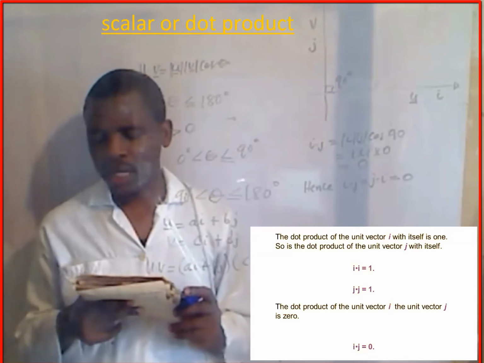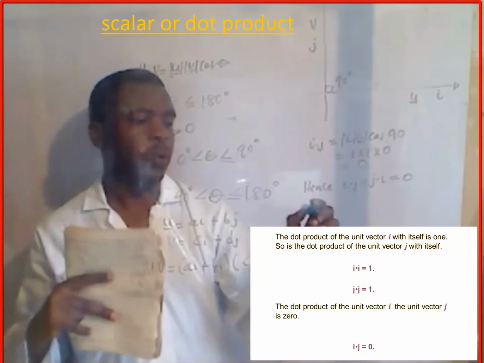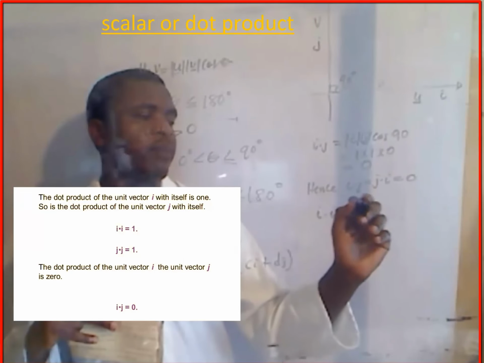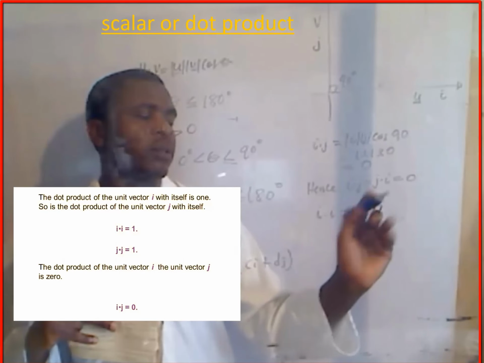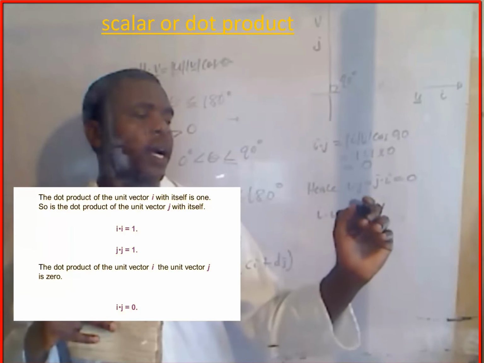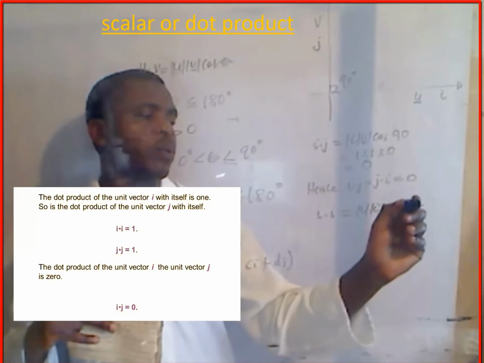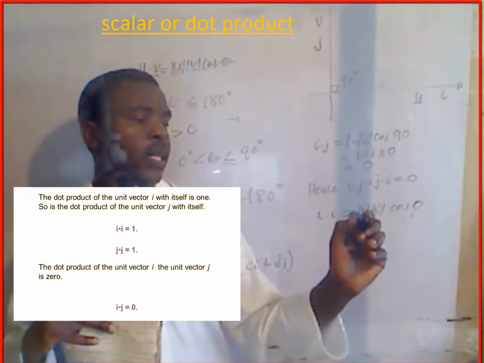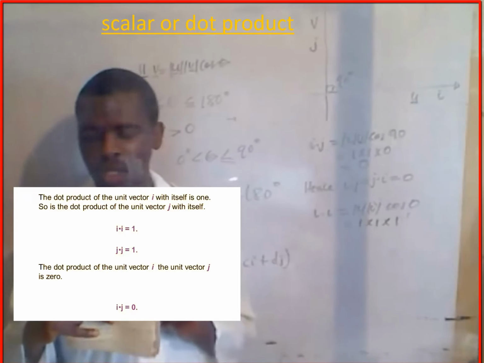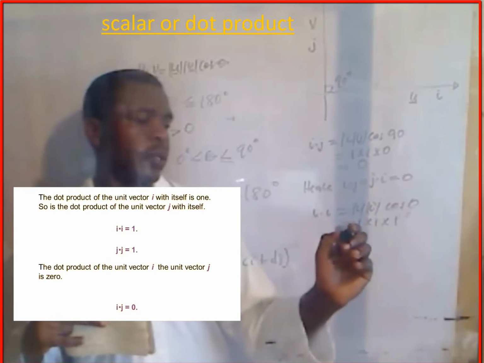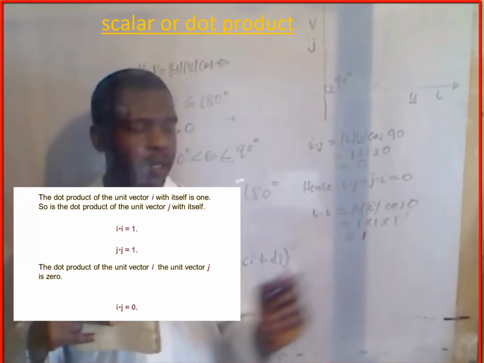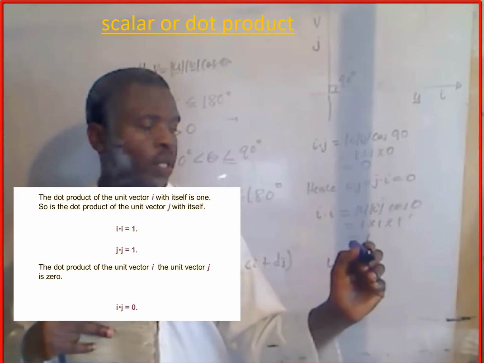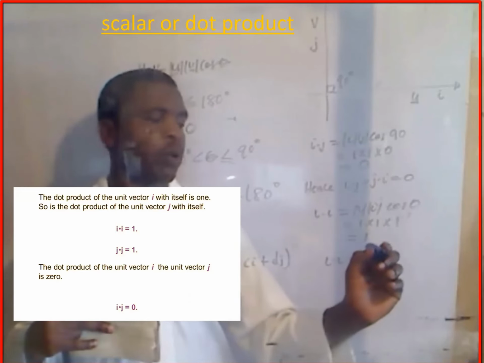The vector i is parallel to itself, so i dot i is equal to the magnitude of i times the magnitude of i times cos 0. This is 1 times 1 times 1. Since cos 0 is equal to 1, this will give us 1. Hence, i dot i is equal to j dot j, which is equal to 1.